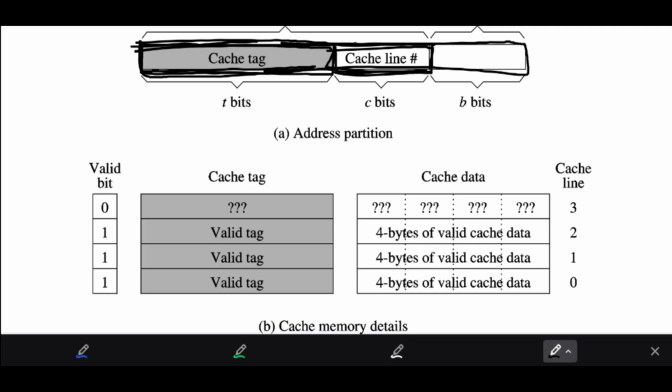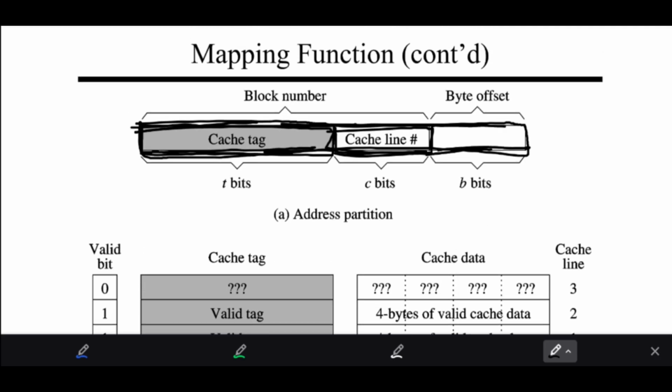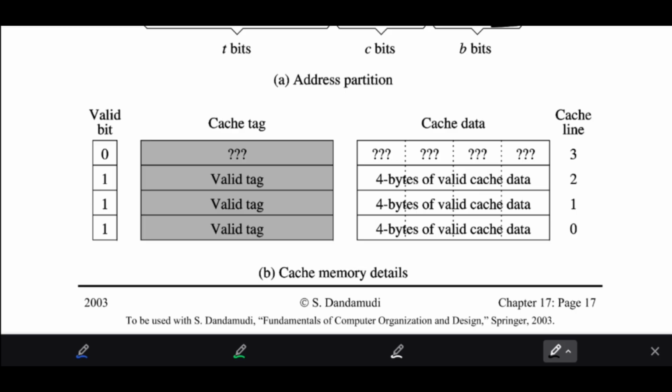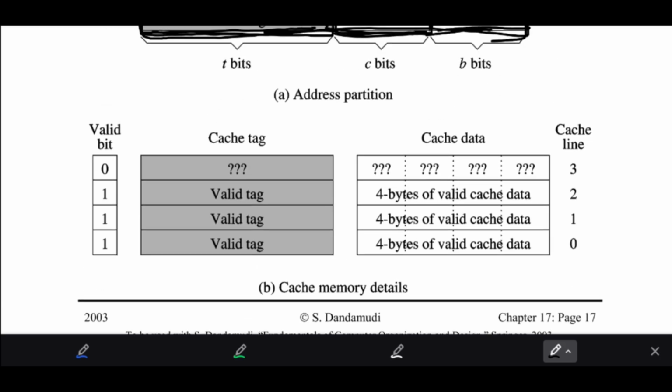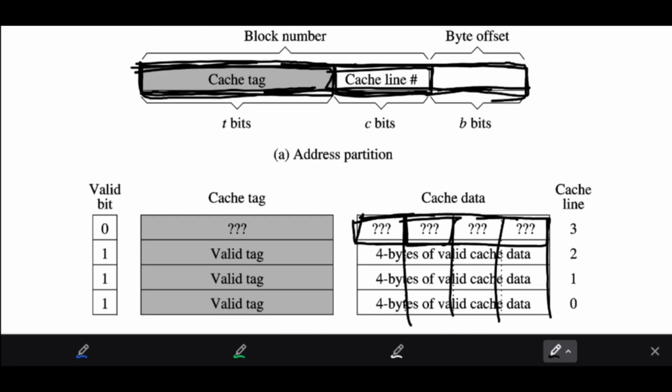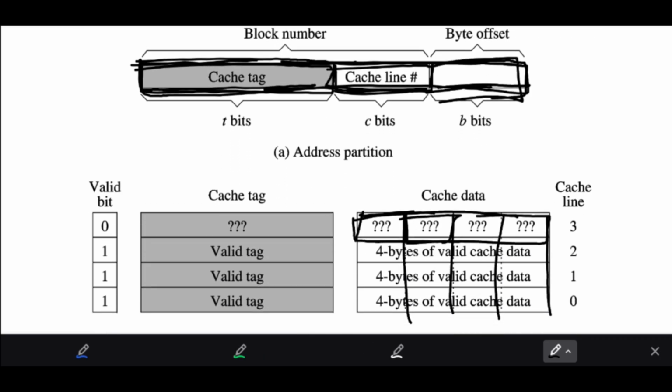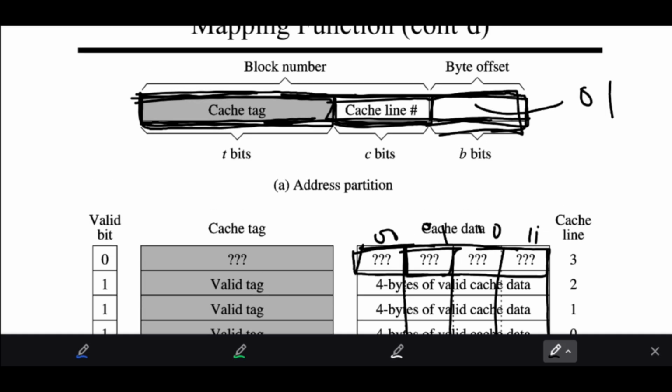Then our b bits, the byte offset, means the exact data. If there are four words inside a cache data, how can you find the actual data? The actual data is found through the byte offset value. These are also 00, 01, 10, 11, so we can find the data by the byte offset: 01 gives this data, 11 gives that data. These are the byte offset.